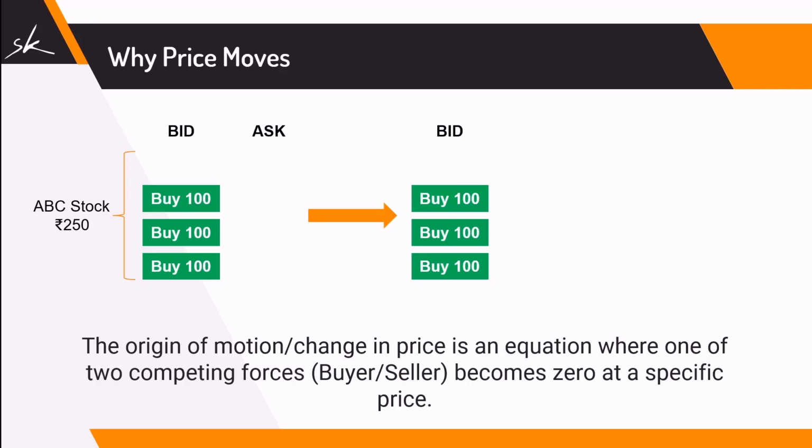Since there are no more sellers available at 250, the next seller will always be at an expensive price. Therefore, if the buyers have to buy, now they have no choice but to increase their buying price, which will result in prices moving up.